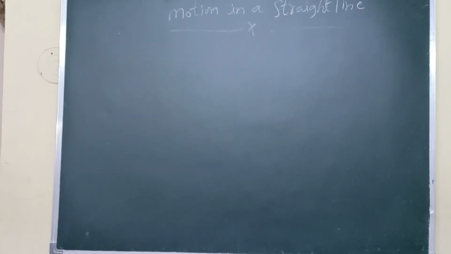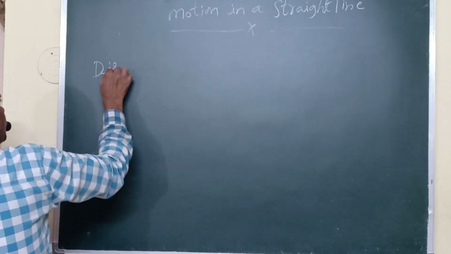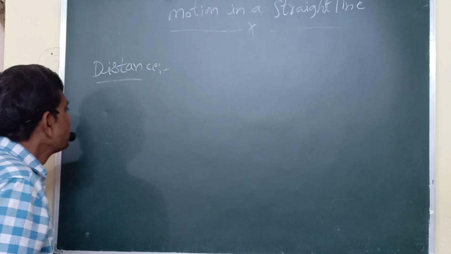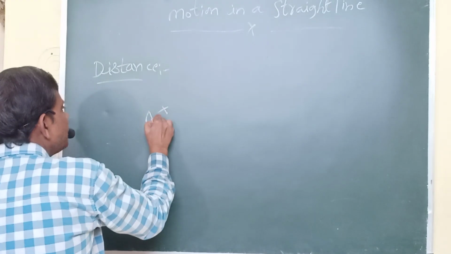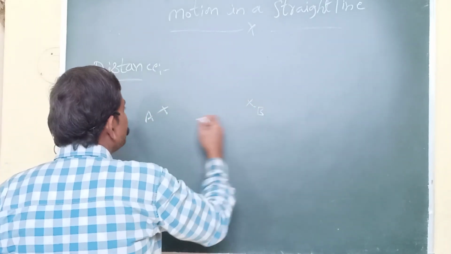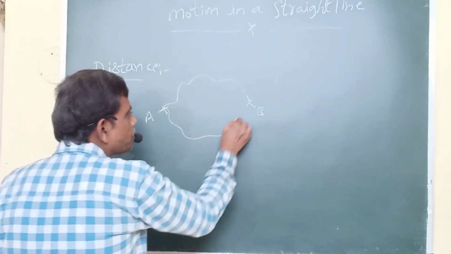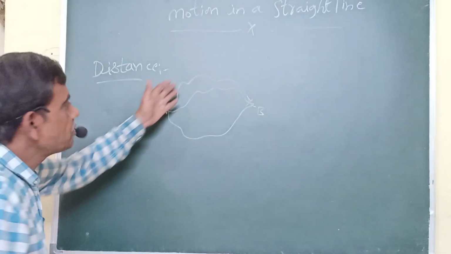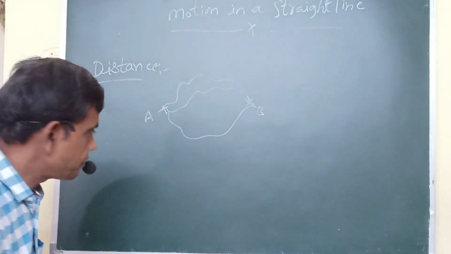Motion in a straight line. In this first part we are discussing some definitions. First one is distance. What is the distance? For example, one bus is traveling from A to B along this path, similarly along this path or similarly along this path. Length of the path travelled by the particle is called distance.